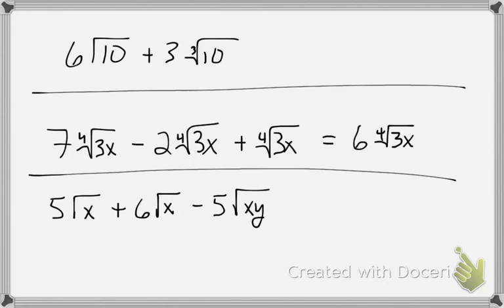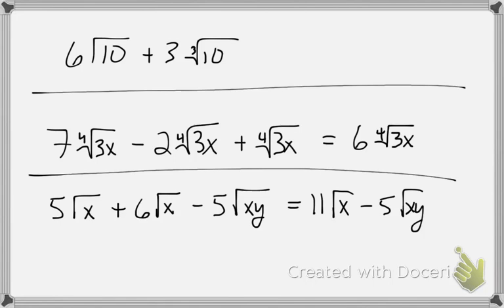Let's say I have 5 square root of x plus 6 square root of x minus 5 square root of xy. I heard 11 square root of x minus 5 square root of xy. That's it? I know. Crazy.